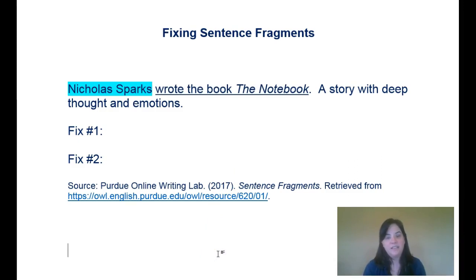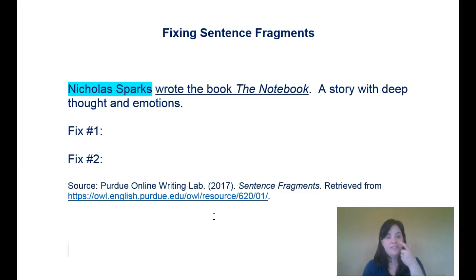The second sentence says, a story with deep thought and emotions. This doesn't have a complete thought, and it doesn't appear to have either a subject or a predicate. There's no verb in there, so I would say that it doesn't have a predicate. We could say that a story with deep thought and emotions is a subject. So there are two ways to fix a sentence fragment. Remember, one way is to add a word or phrase, and the other way is to connect the fragment to another sentence. At this point, pause the video and try to find two different ways that you could fix that sentence fragment to make it a complete sentence. When you've finished, resume the video to compare what you did to how I will fix these.